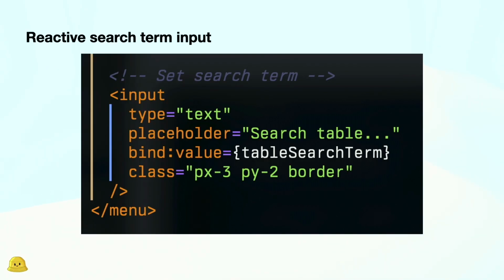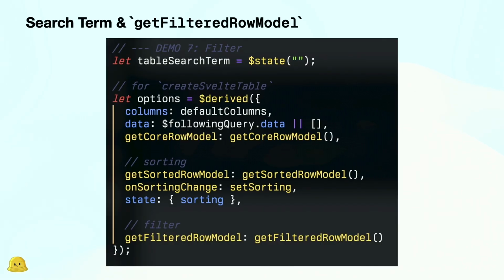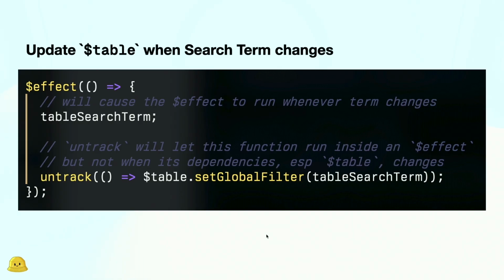And then basic input bind value to a search term. And then from here, we want to add in a new options property called getFilteredRowModel. Very straightforward there. And then we want to go ahead and update the table when the search term changes.